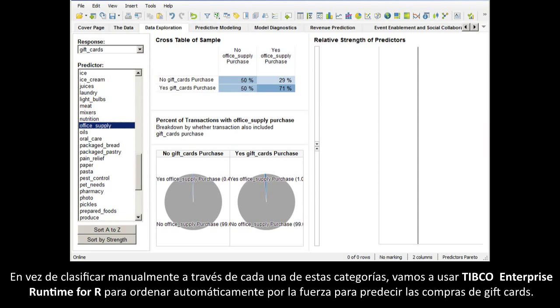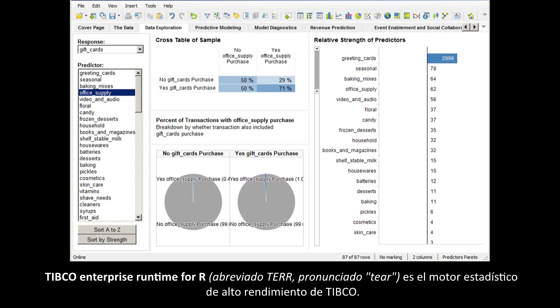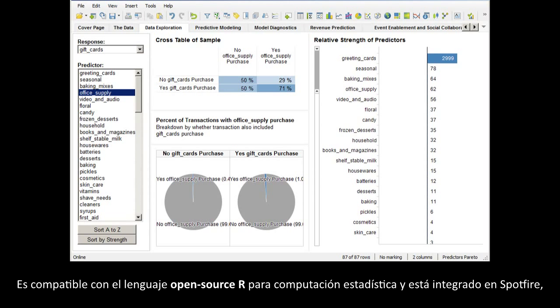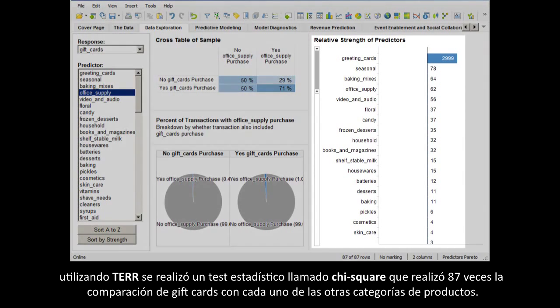Instead of manually sorting through each of these categories, we are going to use Tibco Enterprise Runtime for R to automatically rank by how strongly they predict gift card purchases. Tibco Enterprise Runtime for R, abbreviated TERR, pronounced TER, is Tibco's high-performance statistical engine. It's compatible with the open-source R language for statistical computing, and it's built into Spotfire. So, under the hood, TERR performed a statistical test called a chi-square test and did that 87 times, comparing gift cards to each of the other product categories.